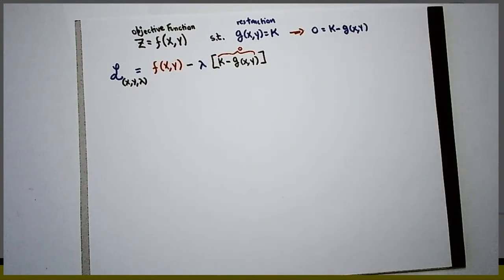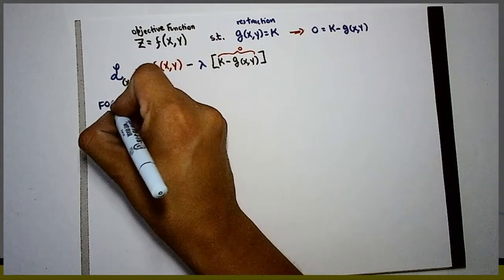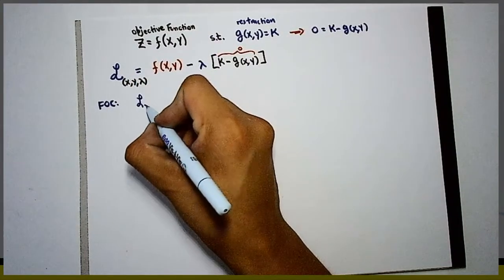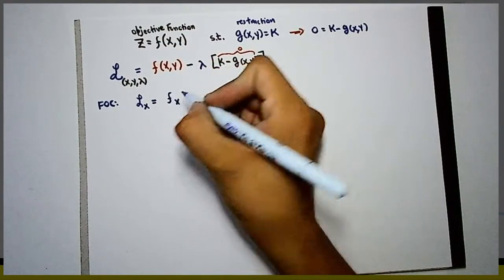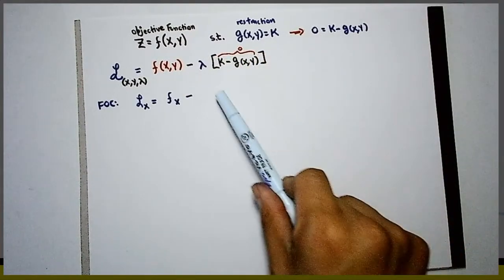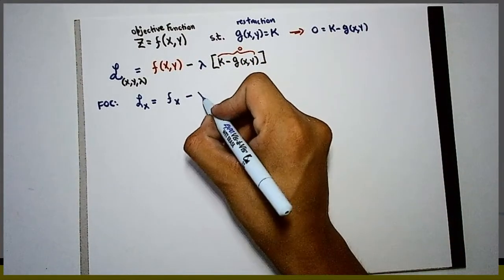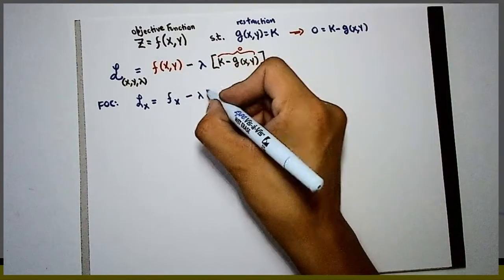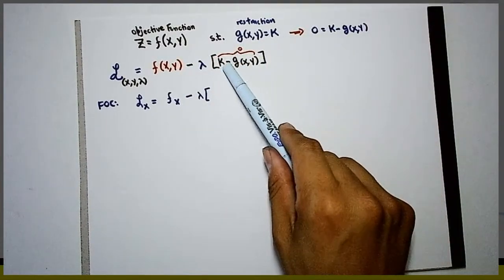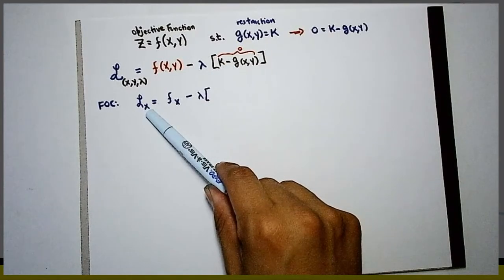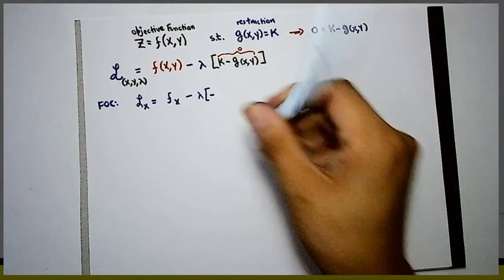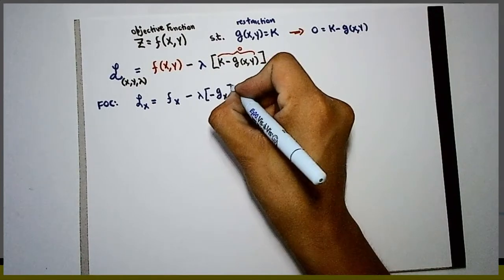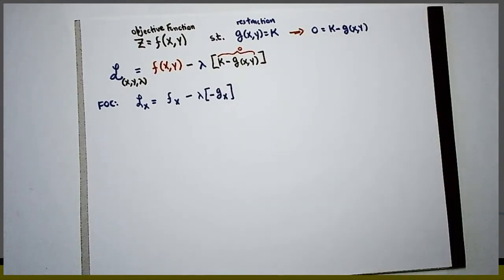Now the next part is simply because we have three variables, x, y, and lambda, we take the first order conditions. With respect to x, this is a partial with respect to x minus lambda times. Notice that here we will have the derivative of k with respect to x is 0 because k is a constant. And here we have the partial derivative of g with respect to x. And this must be equal to 0.